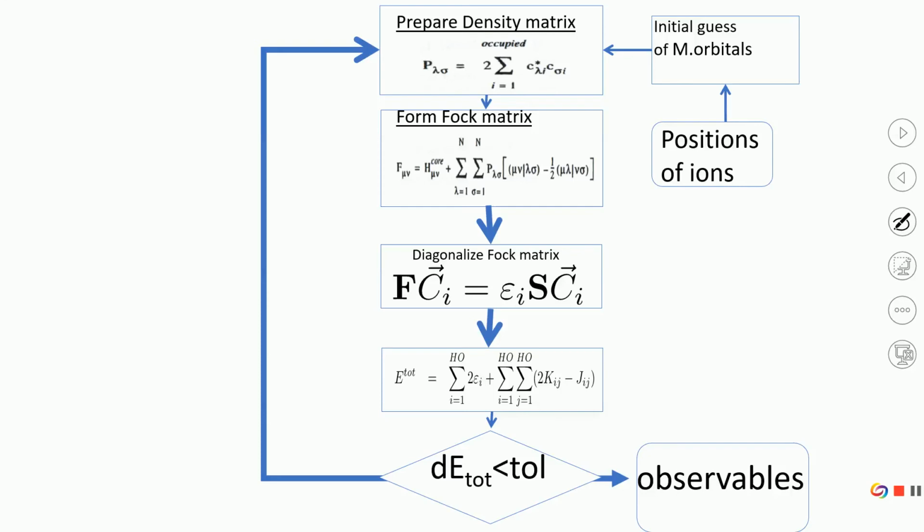For a start, one needs positions of atoms and a guess of molecular orbitals, and then one goes through putting these molecular orbitals into the density matrix, using the density matrix to formulate the Fock matrix, and diagonalizing the Fock matrix to get the C coefficients and energies, and formulate the total energy. Then if the difference between the total energy on the previous step and the next step is smaller than the requested tolerance limit, then one can report success and move to observables. Otherwise, we need to repeat.